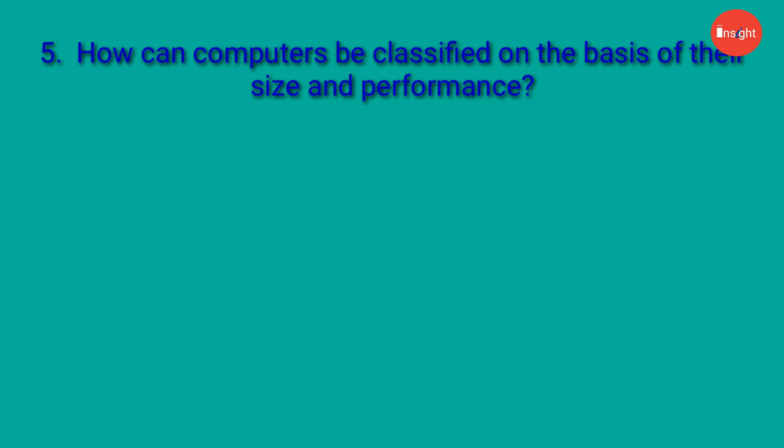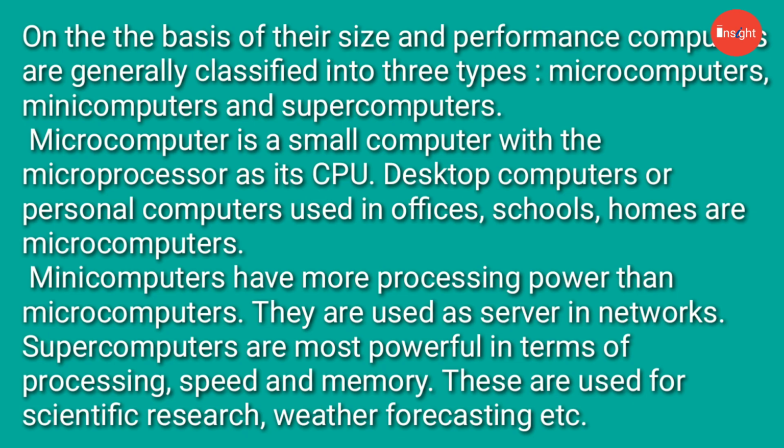Question number 5. How can computers be classified on the basis of their size and performance? Answer is, on the basis of their size and performance, computers are generally classified into three types: microcomputers, mini computers, and supercomputers. Microcomputer is a small computer with a microprocessor as its CPU. Desktop computers or personal computers used in offices, schools, homes are microcomputers.